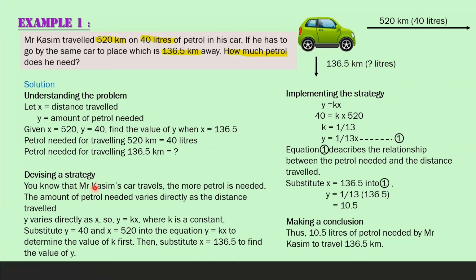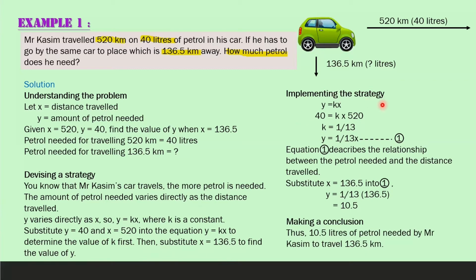After that, devising a strategy. You know that the farther Mr. Kasim's car travels, the more petrol is needed. The amount of petrol needed varies directly as the distance traveled. Y varies directly as x. So y equal to kx, where k is a constant. Substitute y equal to 40 and x equal to 520 into the equation y equal to kx to determine the value of k first. Then substitute x equal to 136.5 to find the value of y.